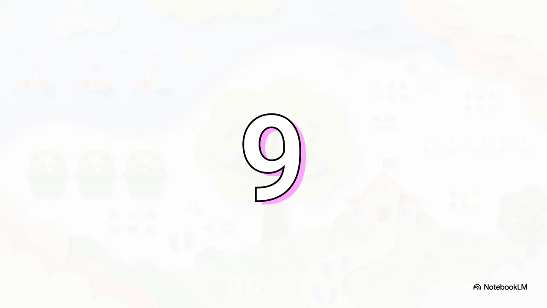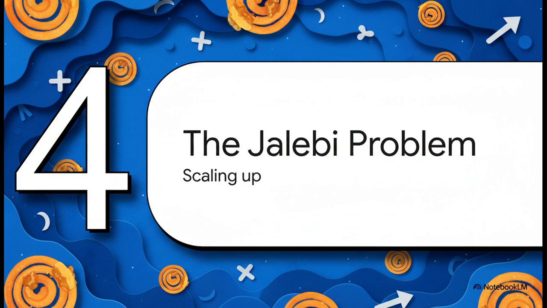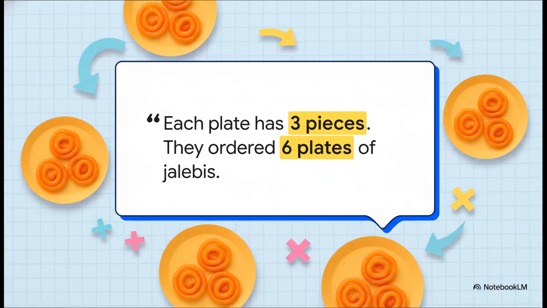The pattern is officially established. Group size plus group size plus group size. Which brings us to Section 4, the Jalebi math problem. Well, after all those rides, you definitely get hungry. So we're moving from attractions to food, which is a delicious but honestly kind of dangerous way to learn math.